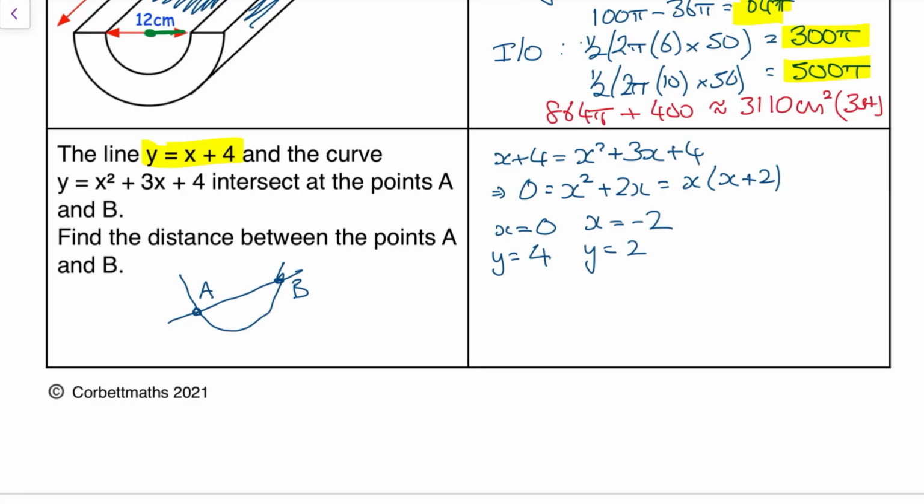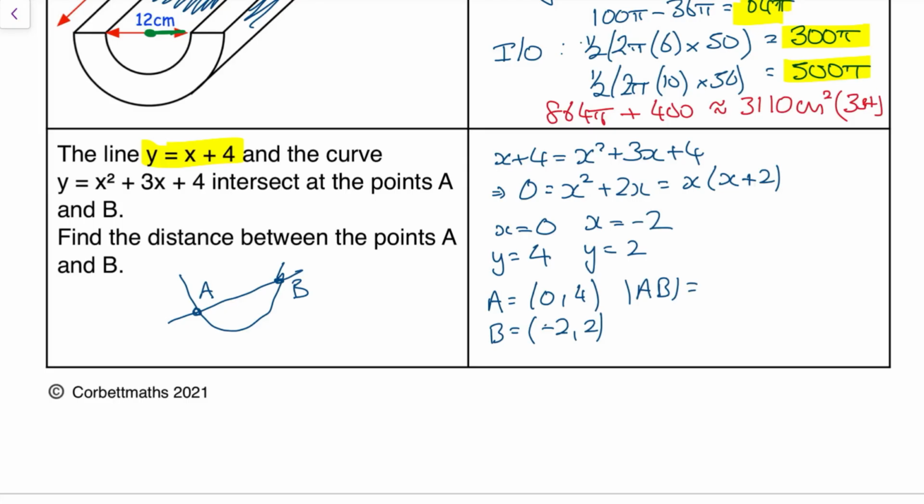So now, and it doesn't matter which one I call A and B, because it's the same distance either way around, I'm going to say A is equal to 0, 4, and I'm going to say B is equal to minus 2, 2, which means the distance AB, and the little straight lines just mean distance. A bit more A level, we don't need to worry too much about that.